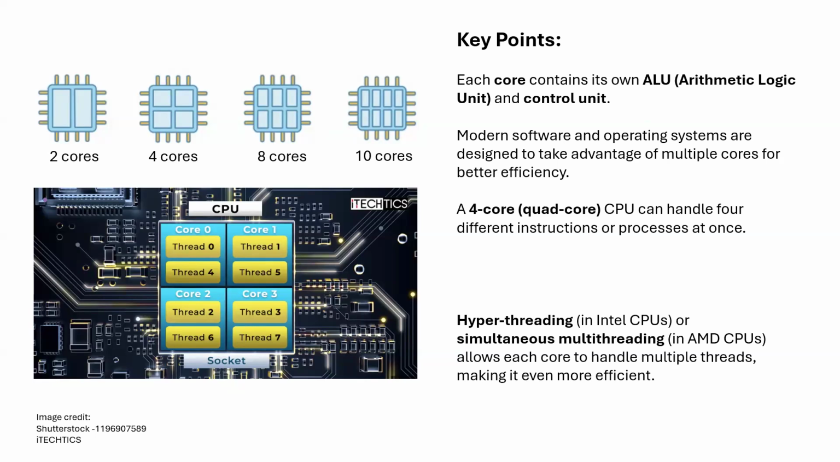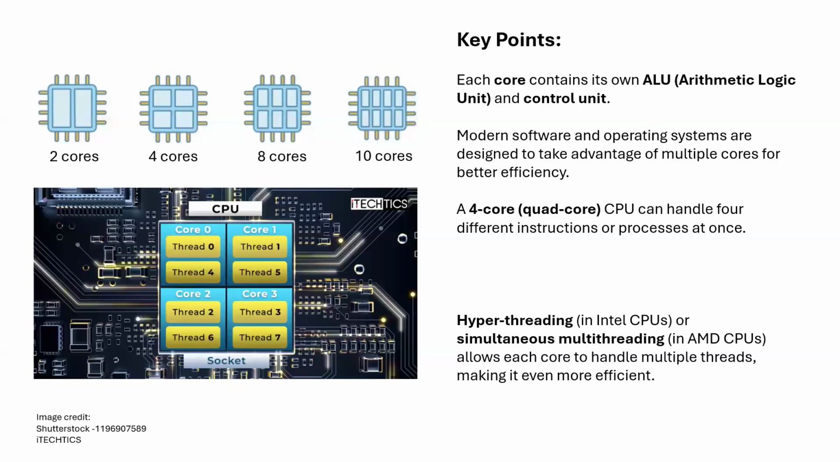Now, let us go to what we call hyper-threading. Hyper means more, right? In Intel, okay? And also, these people use simultaneous multi-threading. So Intel uses hyper-threading, that's their nomenclature, but they all mean the same thing. It allows each core to handle multiple threads, meaning that tasks can even have sub-threads. You're going to talk about threads very soon.